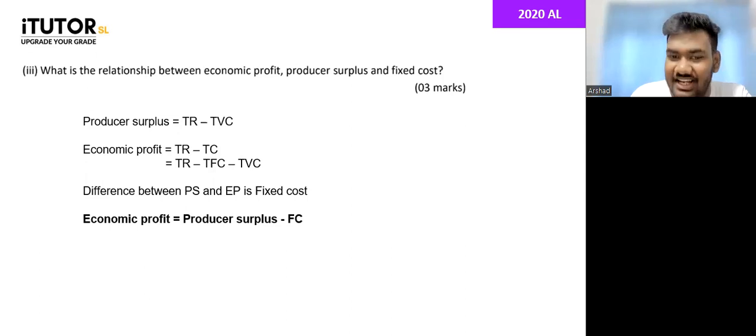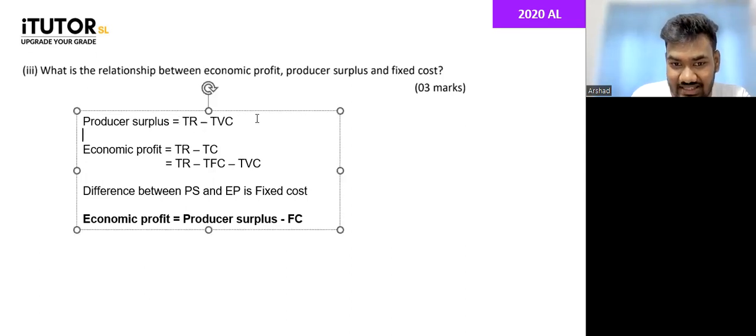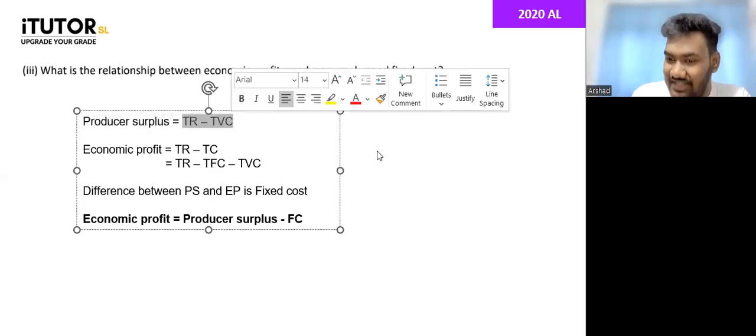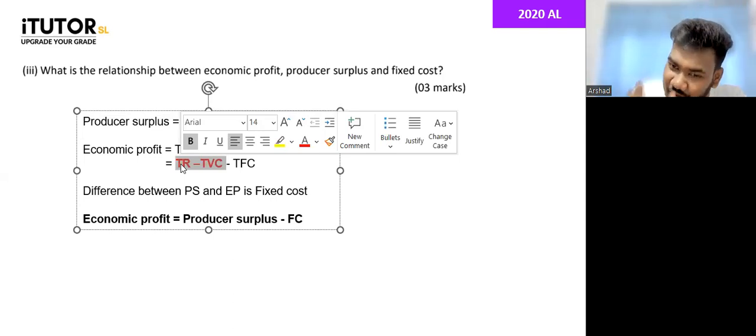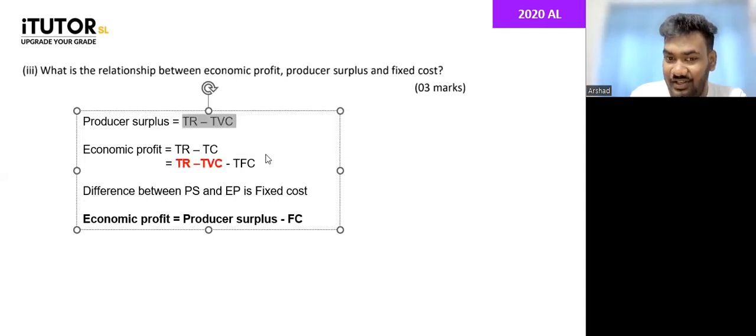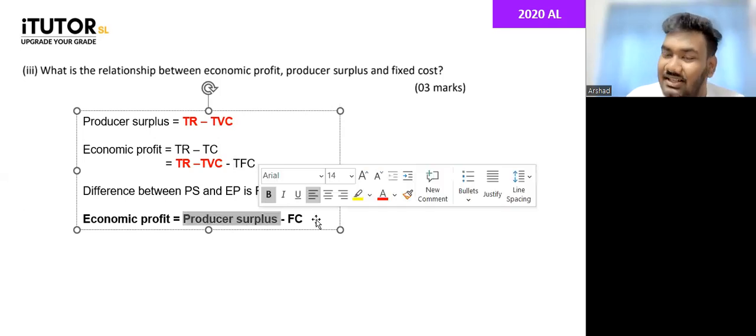So these are the things that you can write, guys. You can say producer surplus is this minus this. Now look at this case. Producer surplus equals TR minus TVC, right? I'll write this equation this way. Minus total fixed cost. See, total revenue minus total variable cost, here, the one that I am putting in red, that is equal to your producer surplus. That is what I am saying here also. Total revenue minus total variable cost. So from this, if you subtract the fixed cost also, you get economic profit. That's the same thing that I'm writing here: producer surplus minus fixed cost.